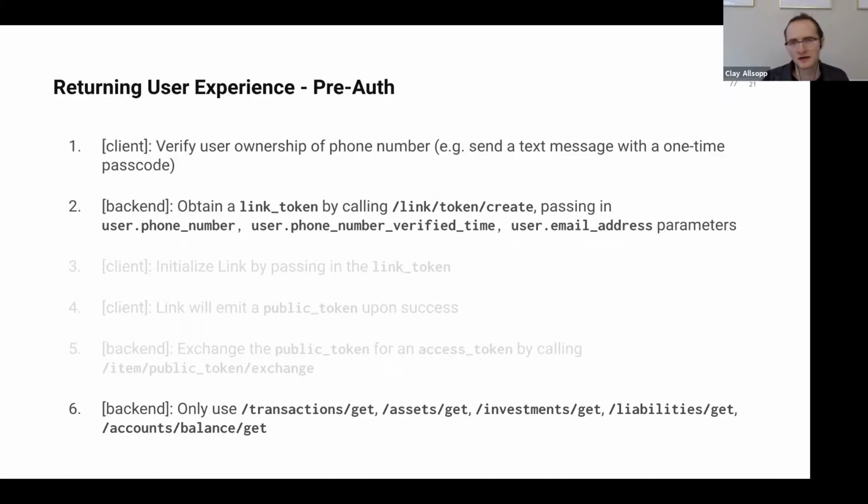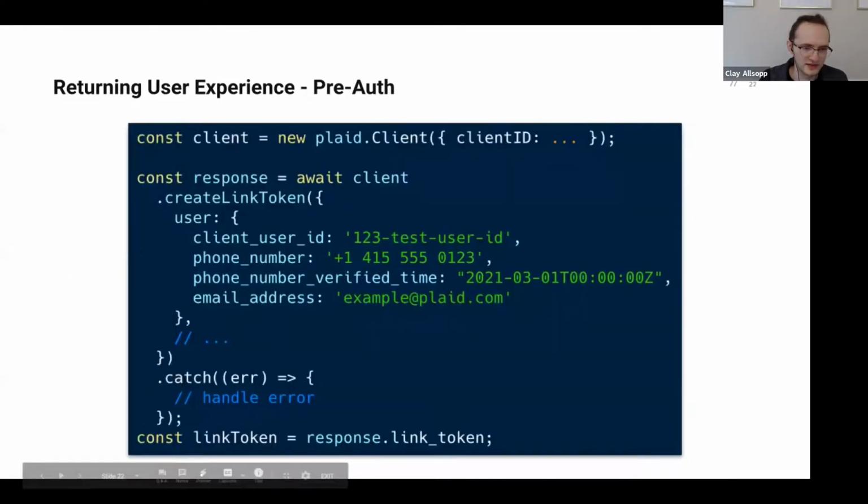If you try to get auth information or other data using the access token you get back, those requests will fail with an error. So again, just to illustrate, pretty small change, add in an email address, and then you're done, and you get that even larger conversion increase.